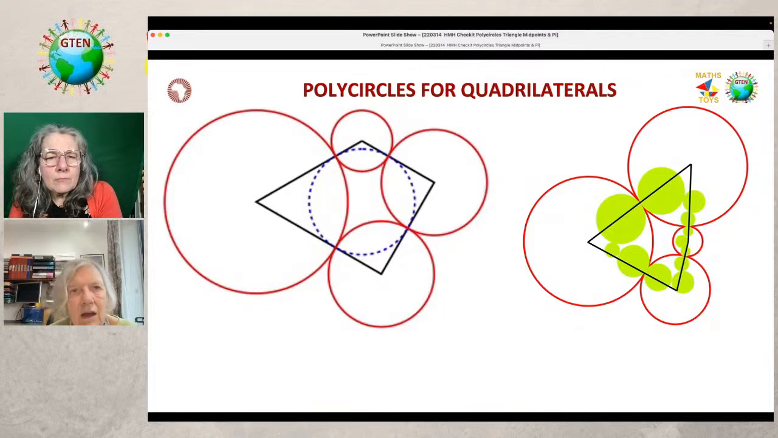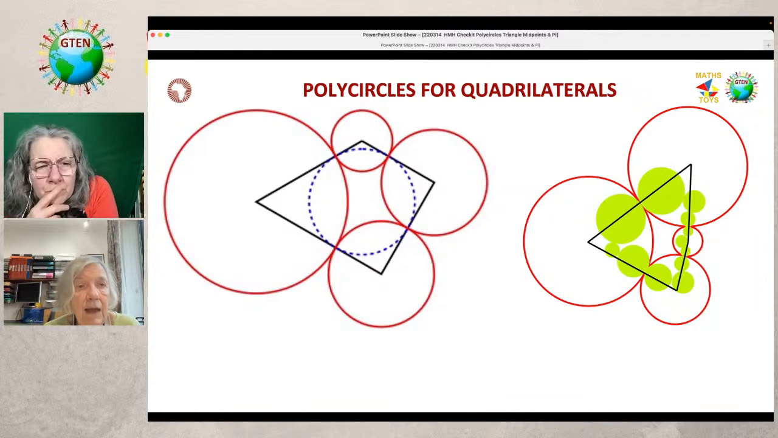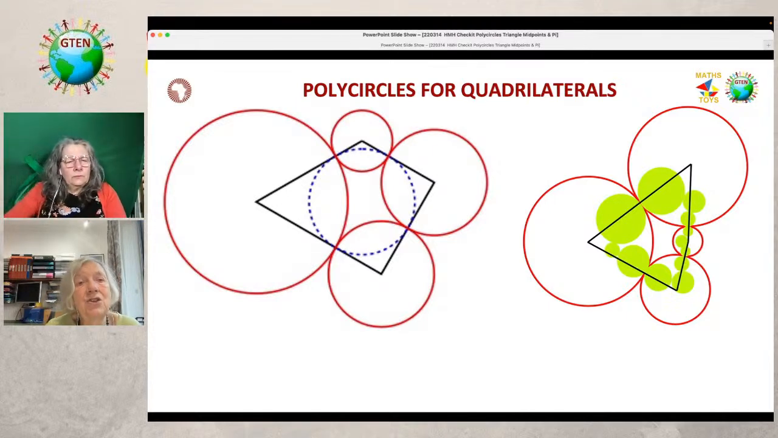Okay, so there's some examples. We have got there a quadrilateral, so in each of those 2 diagrams, you've got 4 red circles, but the circles are of different sizes. We're joining up the centers, and in each case, we've got a quadrilateral. In the case on the left-hand side, we have got a dotted blue circle that just touches each of the edges of the quadrilateral. So it's what we call an inscribed circle.